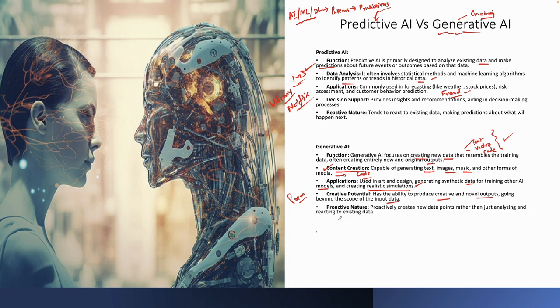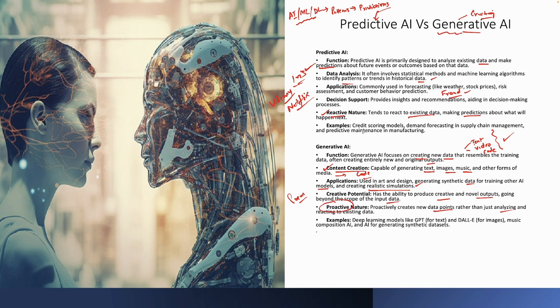As the name suggests, predictive and generative. Predictive AI is always reactive in nature. It reacts to the existing data and makes predictions about what will happen next, right? Very important: it is reactive. But generative AI is proactive in nature. It can proactively create new data points rather than just analyzing. In reactive or predictive AI you were just analyzing the data points, but here you are actually creating new data points. So it's very important to know what is reactive and what is proactive.